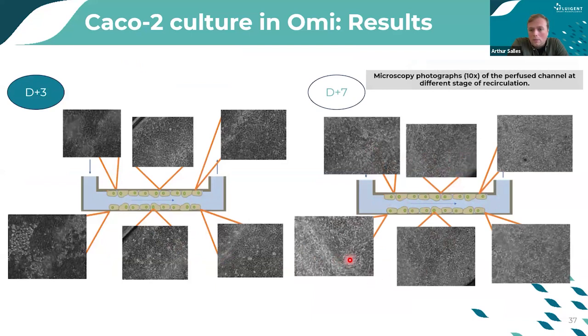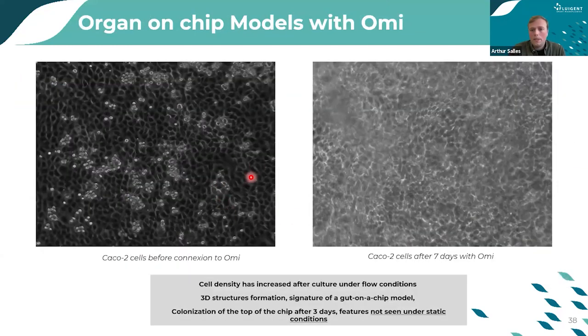And you can see that the cohesion of the cells is different. In fact, if we zoom in and compare from the first day to the other day here, we can see that the cell density has increased after culture under flow conditions. There is now 3D structure formation, which is a good sign of a gut-on-chip model. And the colonization of the top of the chip after 3 days is very interesting because it's not seen under static condition with a B-flow chip.